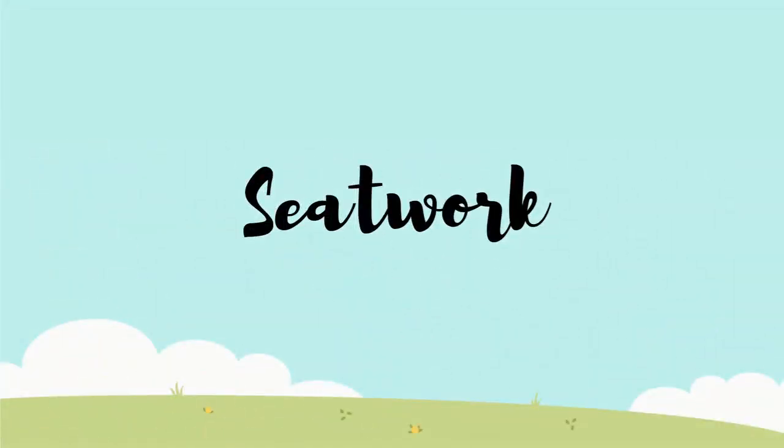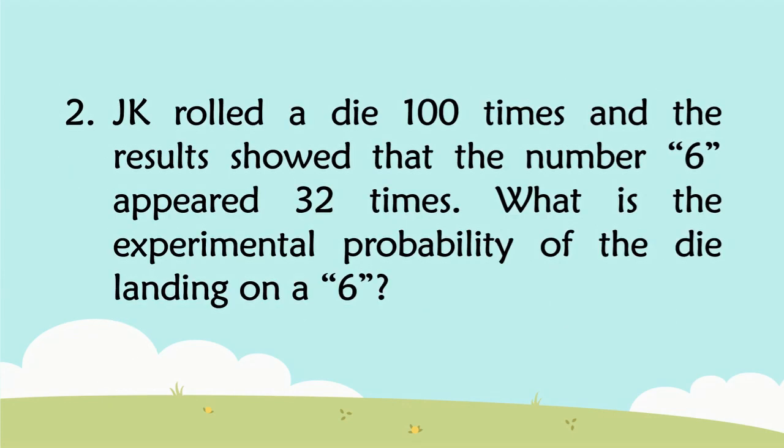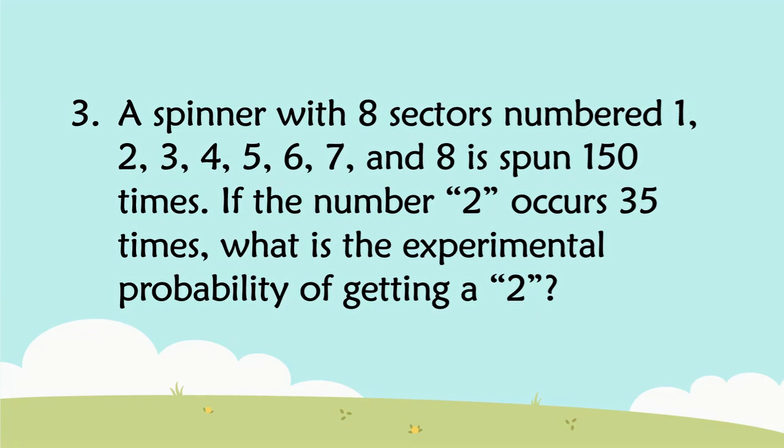Now for your seat work. Answer the following questions on a sheet of paper. Number 1. John tossed a coin 60 times and the head appeared 25 times. What is the experimental probability of getting a tail? Number 2. JK rolled a die 100 times and the result showed that the number 6 appeared 32 times. What is the experimental probability of the die landing on 6? Number 3. A spinner with 8 sectors numbered 1 to 8 is spun 150 times. If the number 2 occurs 35 times, what is the experimental probability of getting a 2?